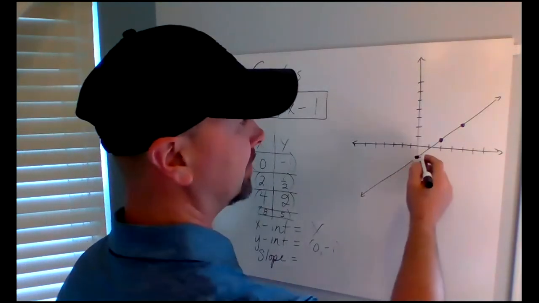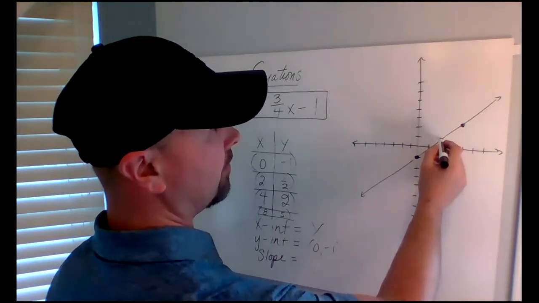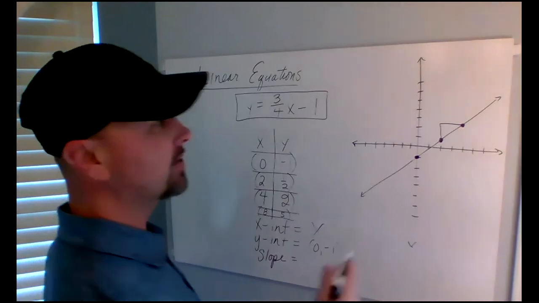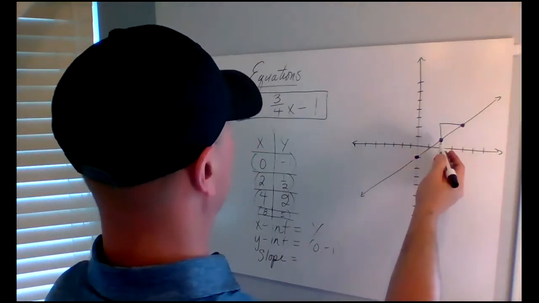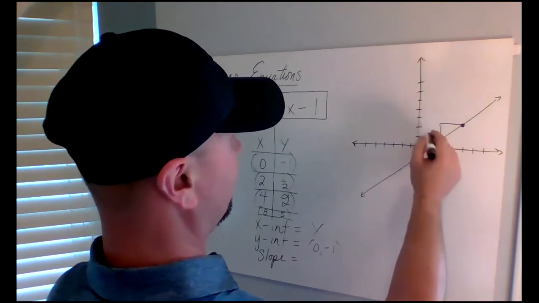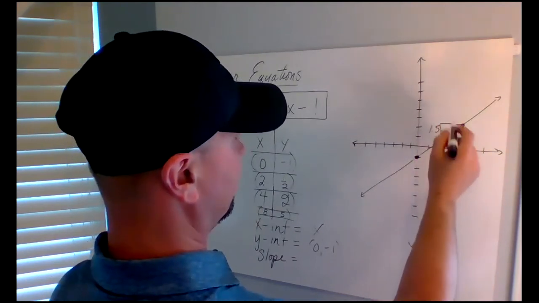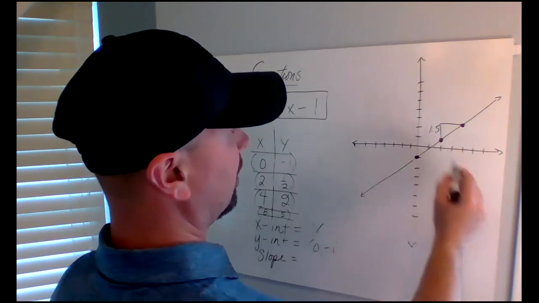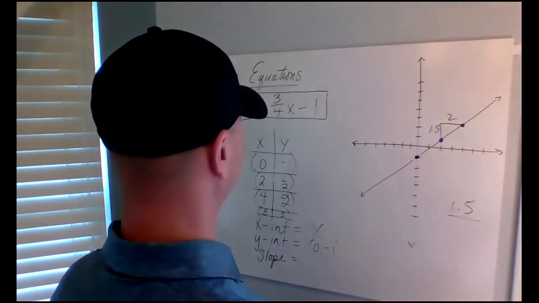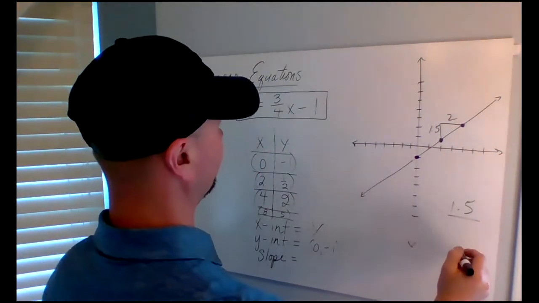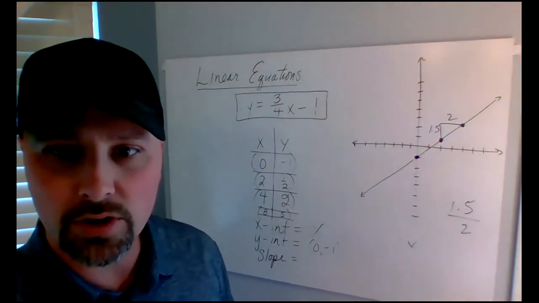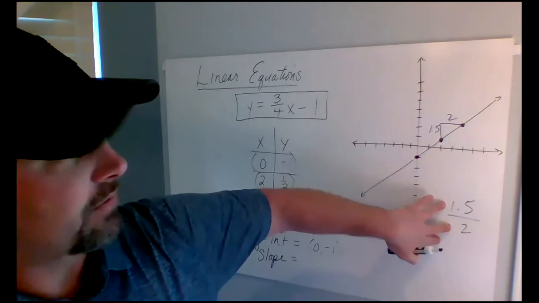And to do that, we're going to go from one point to the other, start with a rise and then a run. So it looks like this goes up 1.5, not great. And then over 2. So this is wrong on all sorts of levels here. Okay, so 1.5 over 2.